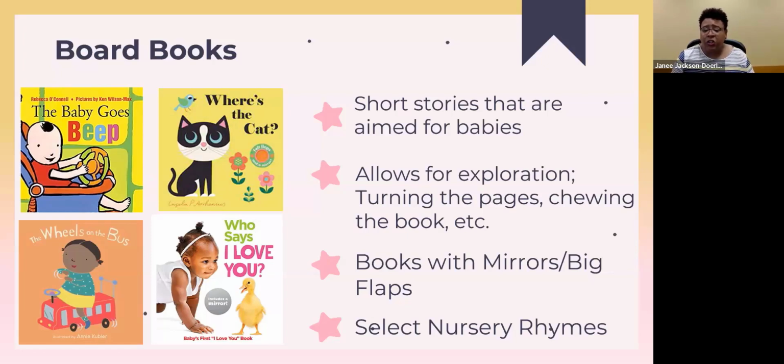So consider using books that have mirrors in the back of the story. This book at the top right is called Where's the Cat? I love that series. They have several: Where's the Cat, Where's the Owl, Where's the Dog, etc. I love those books because they have large flaps. So it'll say, Where's the cat? And it might be hiding underneath a felt chair, and you lift the felt chair and nope, it's not the cat, it's a fish. But I love those big flaps because it shows baby cause and effect.